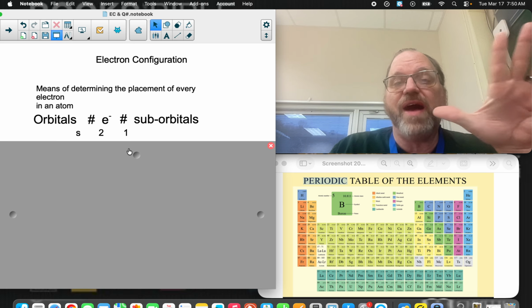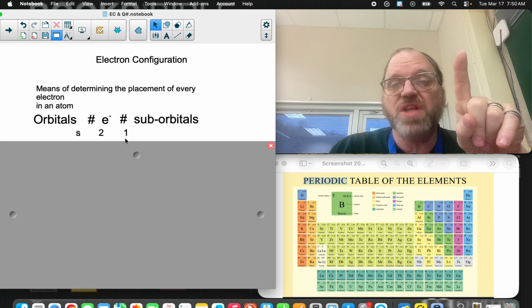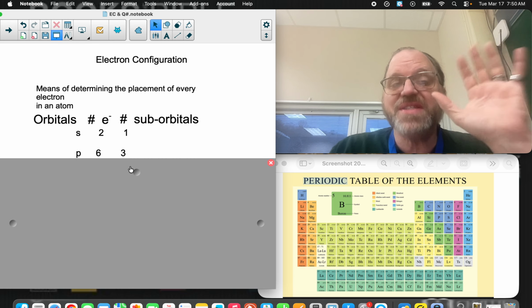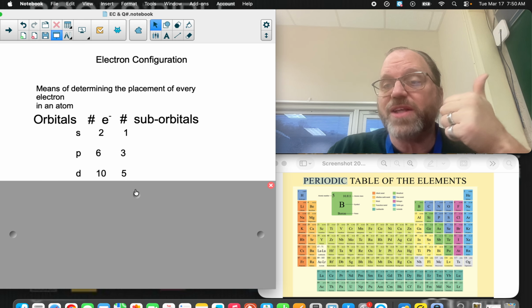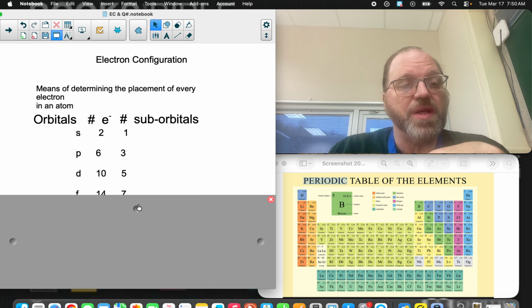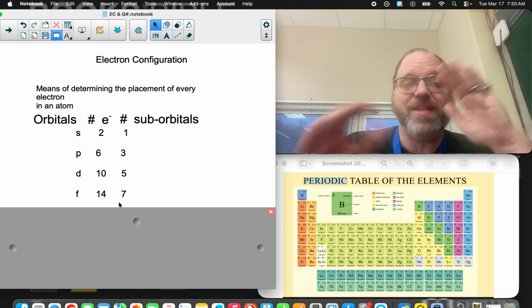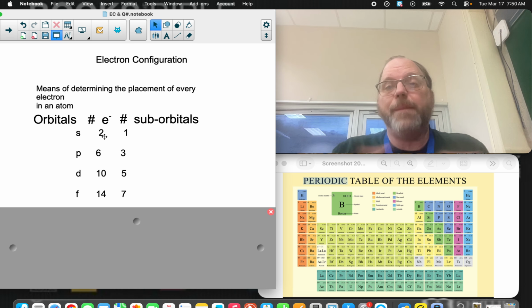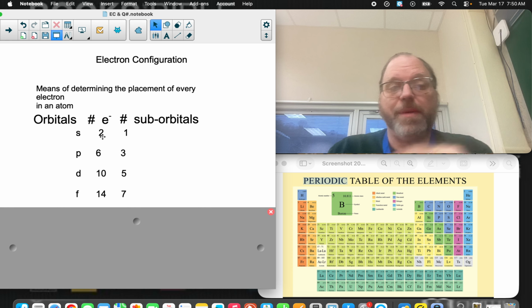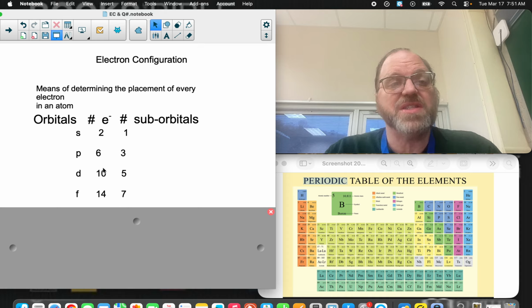And remember, there are 4 orbitals. There is the S, and there's 2 electrons in there, 1 suborbital. P, 6 electrons in 3 suborbitals. D, 10 electrons, 5 suborbitals. And F, 14 electrons in 7 suborbitals. Now, how do we get the number of suborbitals? Remember, there's 2 electrons in each suborbital. They spin in opposite directions. So 2 divided by 2, there's 1. 6 divided by 2 is 3. 10 divided by 2 is 5. 14 divided by 2, that's 7.